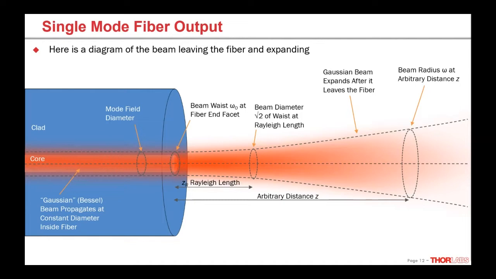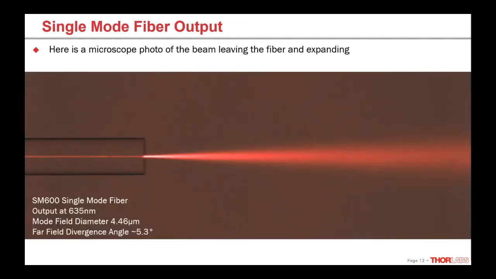So that's the model, and here is that microscope image again with a little more info. So this is a fiber called SM600. It's single mode in the red visible wavelengths. We have 635 nanometer light propagating in the core, and then we have a mode field diameter of about 4.5 microns, which means a very highly divergent beam. And this far field divergence angle is about 5.3 degrees.